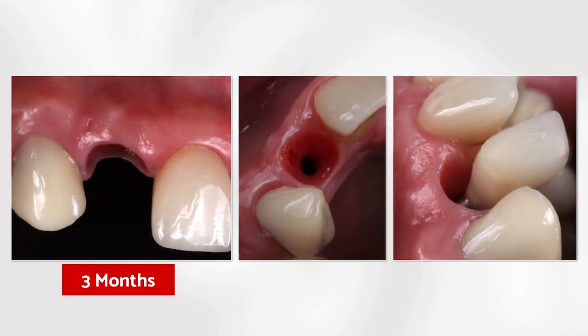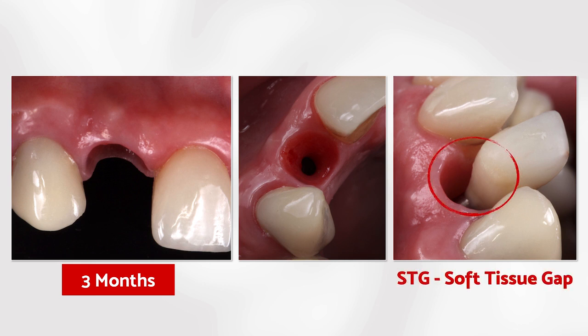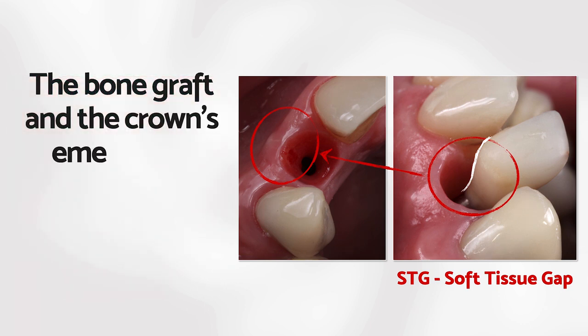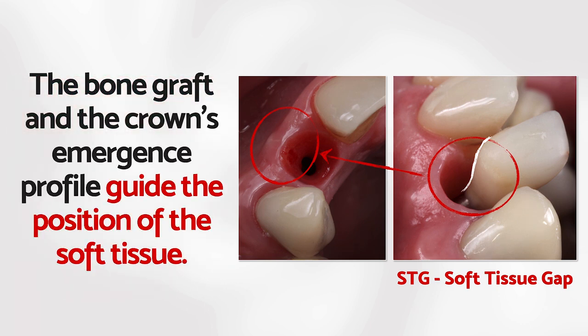And 3 months after we applied the IDR technique, we can see here the soft tissue is completely healed. Let's pay attention to the cervical area of this provisional restoration. Remember that we discussed before the importance of the soft tissue gap to get thicker soft tissue at the most important area of the implant, the cervical area. And this anatomical, concave contour allows us to get a relevant thickness of soft tissue right here. So the bone graft and the crown's emergence profile guide the position of the soft tissue.